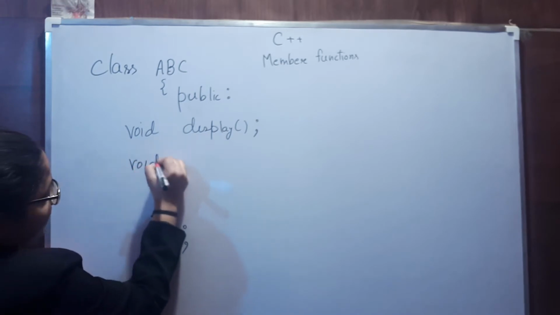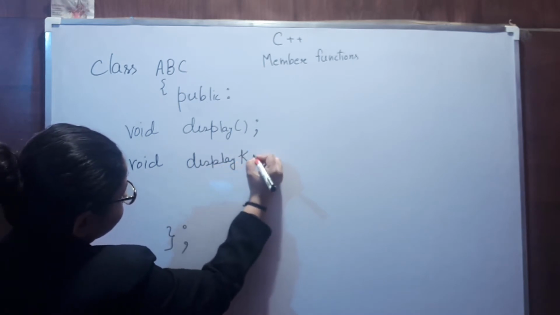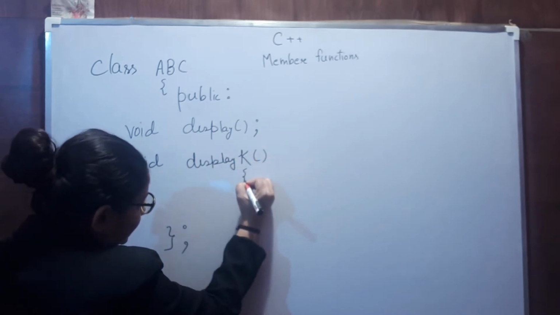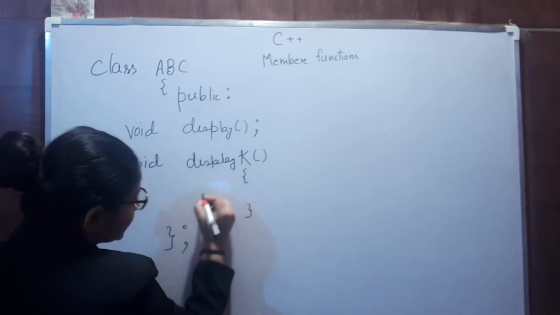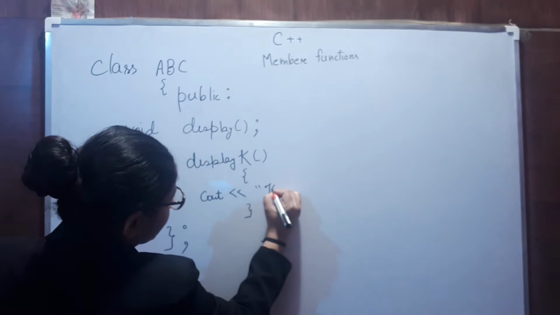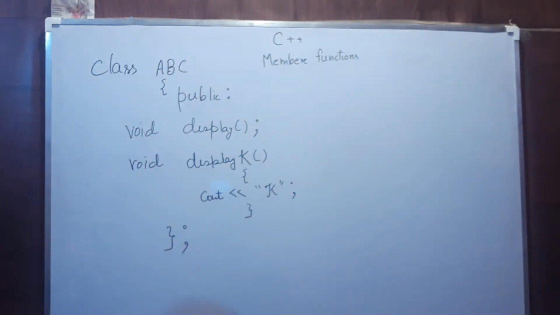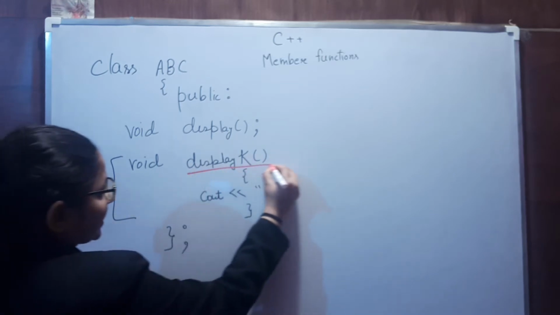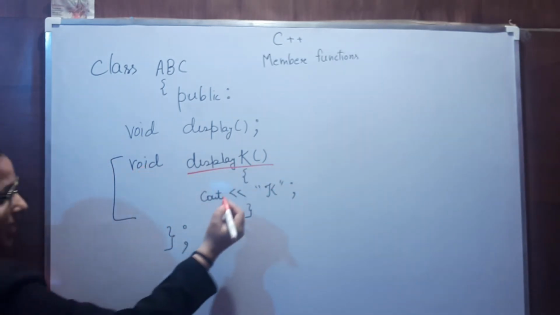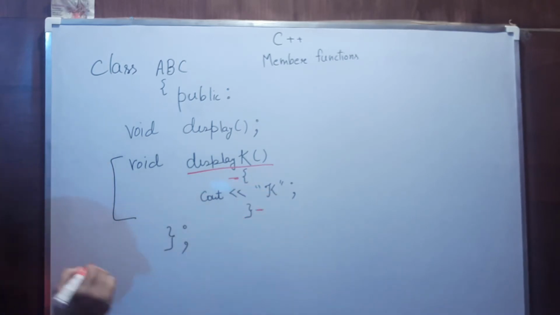Another function is there, that is void displayK, and I am having curly bracket opening and curly bracket closing, and in between the function is defined as string K. So as you can see, this function displayK is defined inside the class. As you can see here, we are having curly bracket opening and closing.